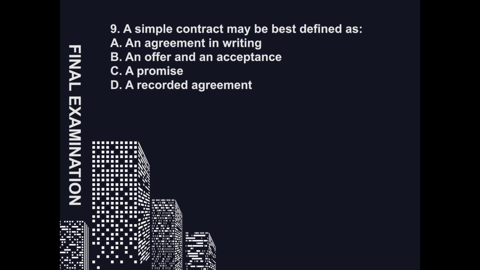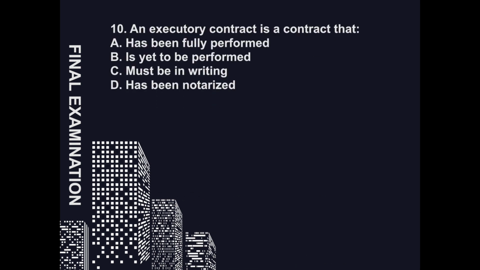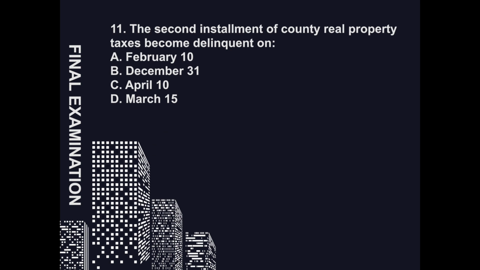A simple contract may be best defined as an offer and an acceptance. An executory contract is a contract that is yet to be performed. The second installment of county real property taxes become delinquent on April 10th.